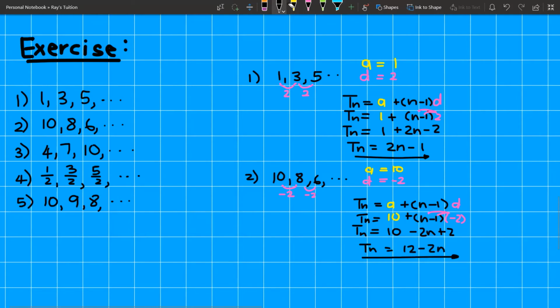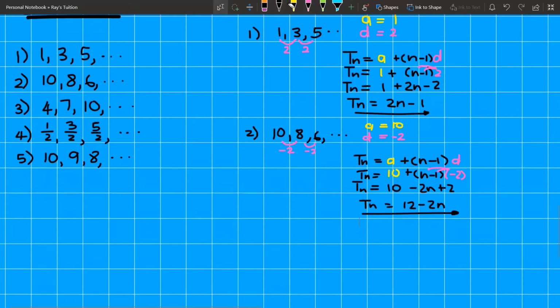Let us do another one. For number 3, we have 4, 7, 10, and so on. Once again, we first find A and D. A is our first term, so it is 4. D is our common difference. 7 minus 4 is 3. 10 minus 7 is 3. So our common difference is 3.